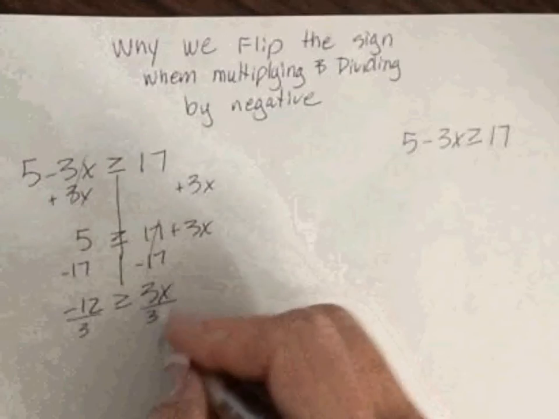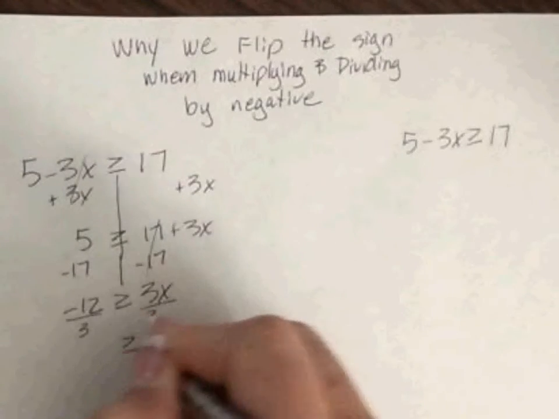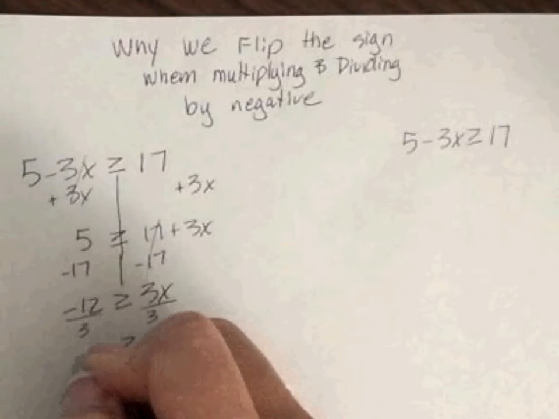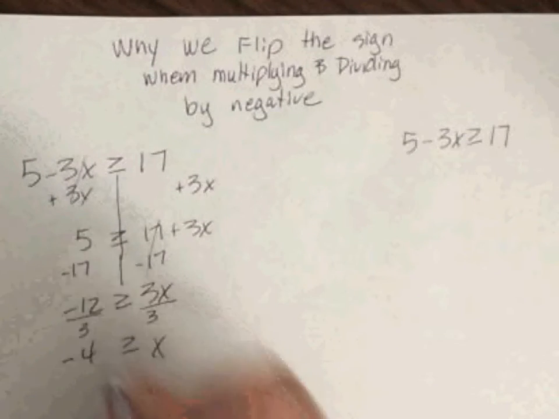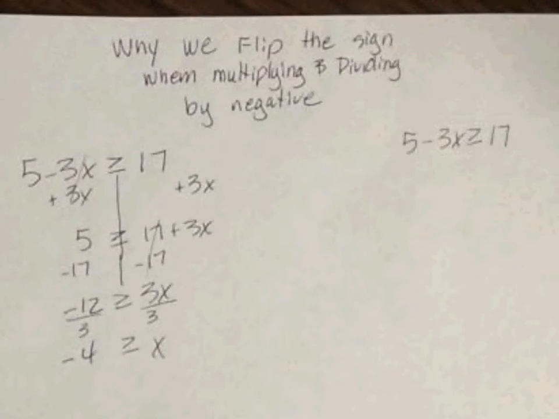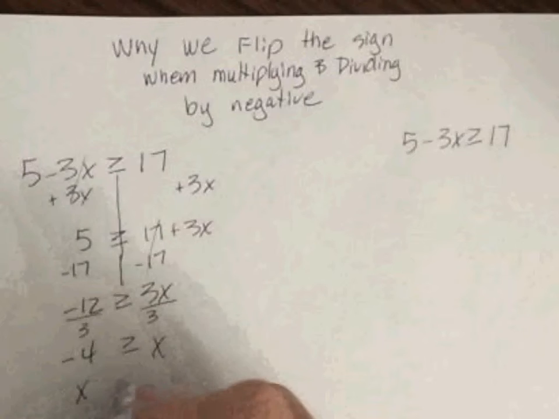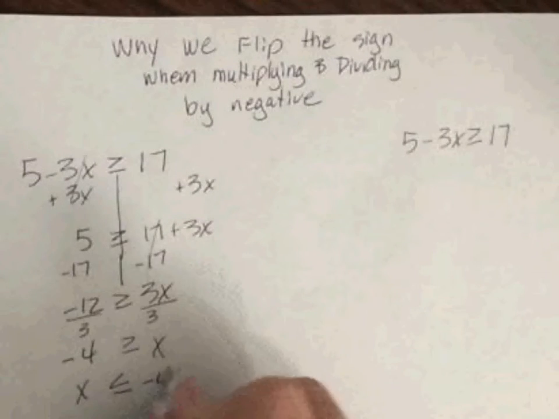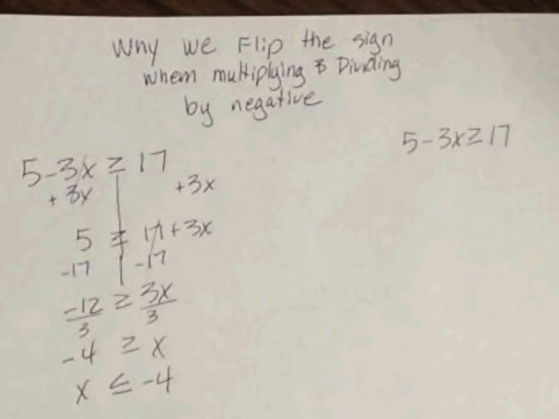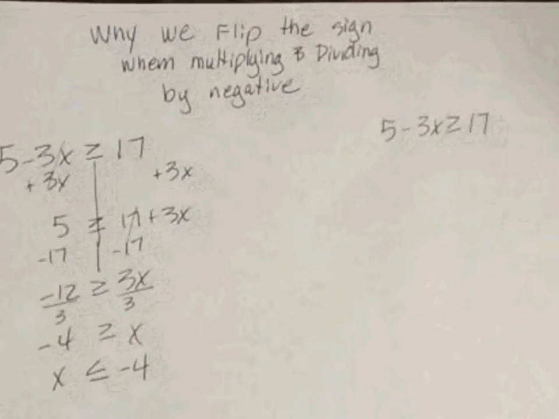3 over 3 is 1. So we have negative 4 is greater than or equal to x. I like to write my solution with my x first. When I rewrite it, I just flip the sign because I'm rewriting it. So x is less than or equal to negative 4.